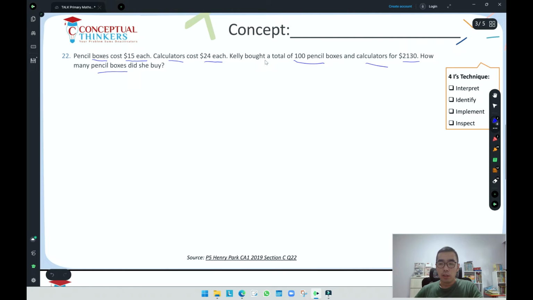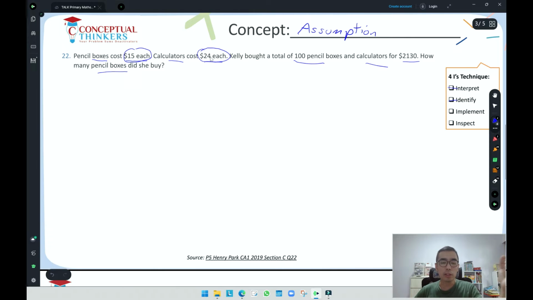This question is under a concept called assumption. So I'm going to write down here, assumption. How do I know that this is an assumption question? First thing is they need to tell you the individual value. So we have the individual value of pencil boxes and also the individual value of calculators.